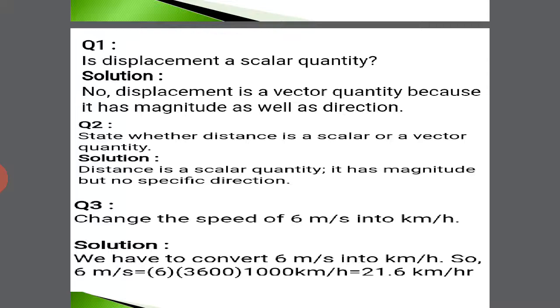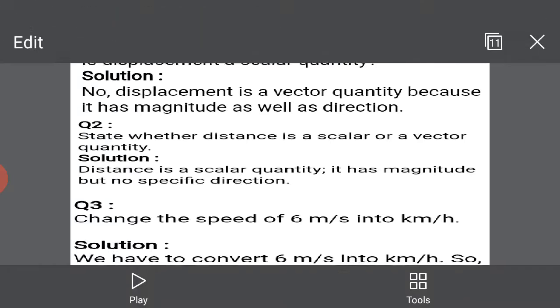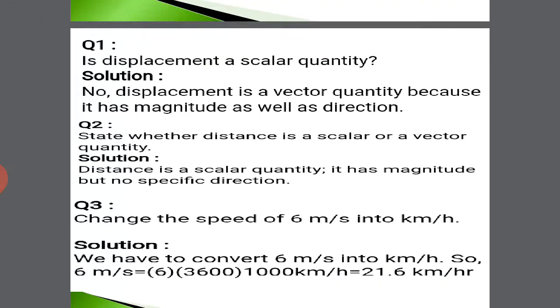Question number 2, state whether distance is a scalar or a vector quantity. Distance is a scalar quantity, it has magnitude but no specific direction.